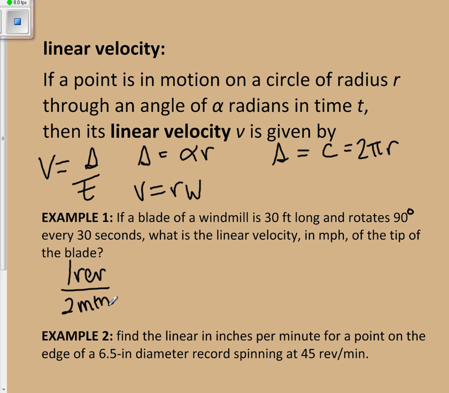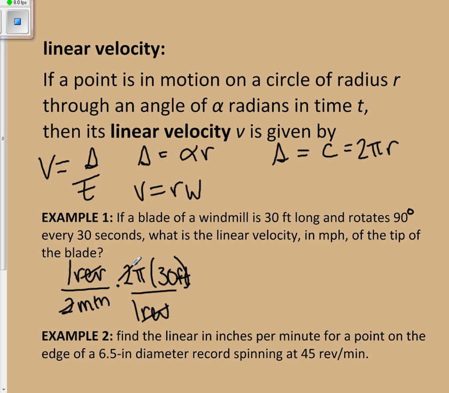We want to know what its linear velocity in miles per hour is at the tip of the blade. So in other words, that 30 feet is now going to come into play. We have one revolution for every 2 minutes. For each revolution, the tip of the blade travels the circumference of the circle. So it travels 2 pi, and our radius is 30 feet, per one revolution. Our revolutions will cancel, and our 2's will cancel.